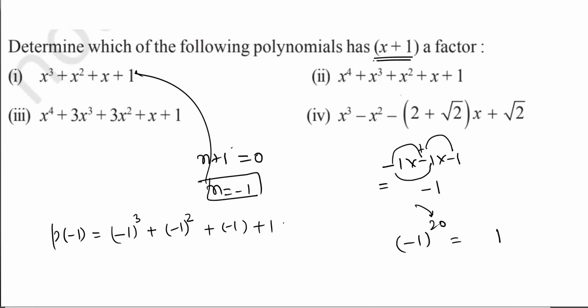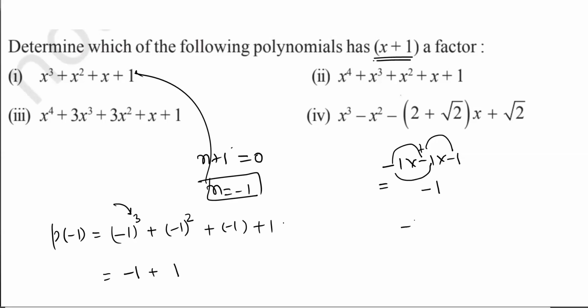And now if the power is even, you will get positive 1. So if a minus number has an odd power, then you will get the minus sign. And if a minus number has an even power, then you will get the plus sign. Got it? So you will get -1 here because the power is odd. But you will get plus here. Why? Because the power is even.